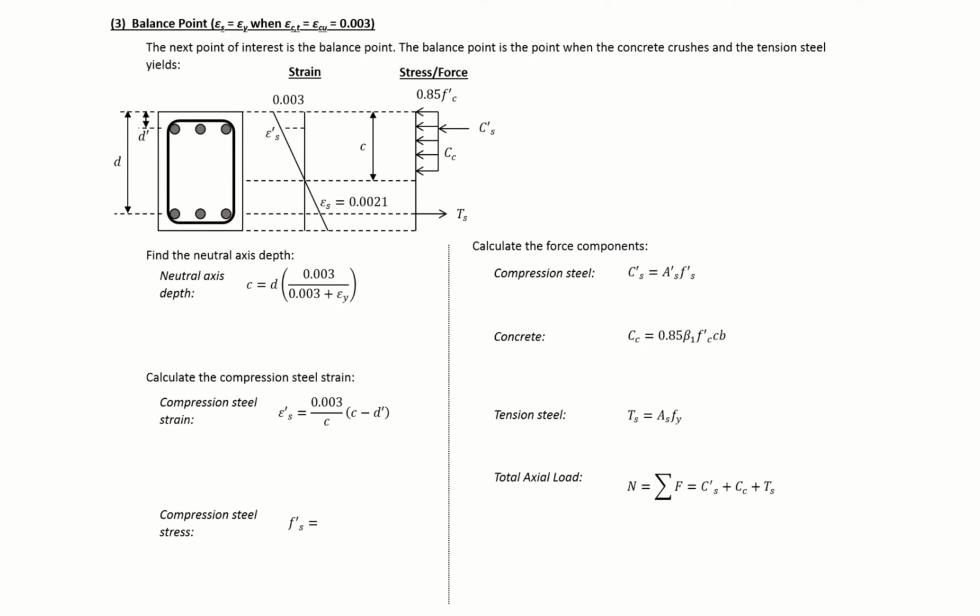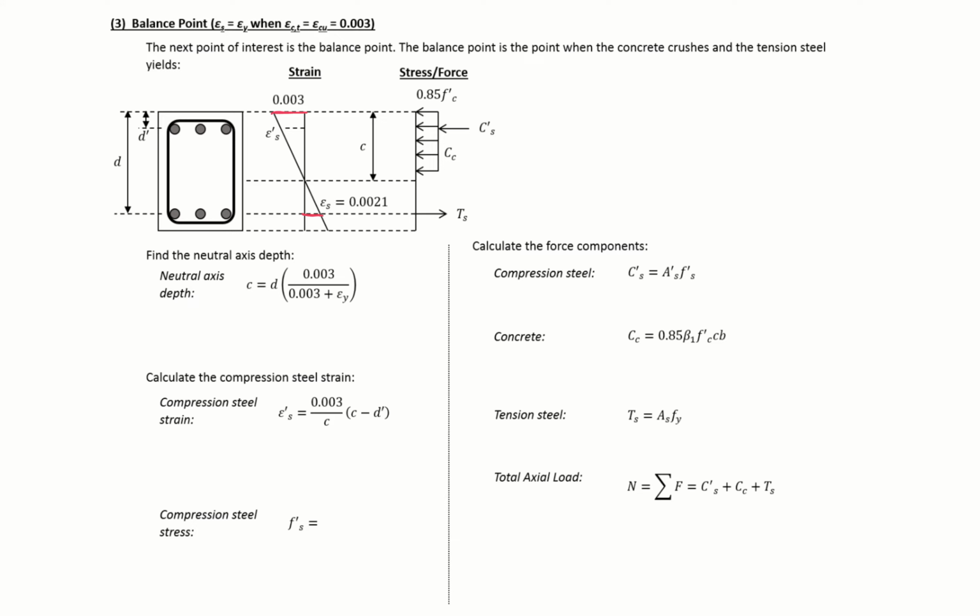Our next point of interest is our balance point. And this is the point when our concrete crushes. So we have a top fiber compression strain of 0.003 at the same time that our steel yields, which gives where the strain in our bottom steel is equal to 0.0021, our yield strain.